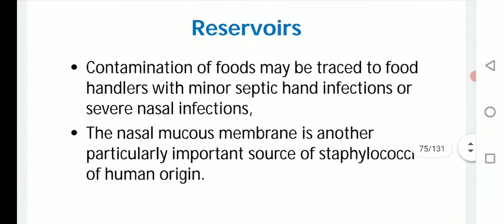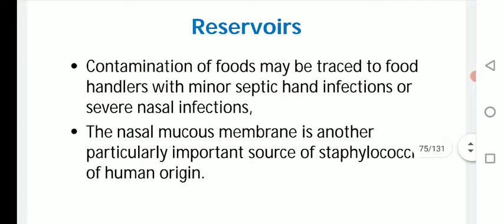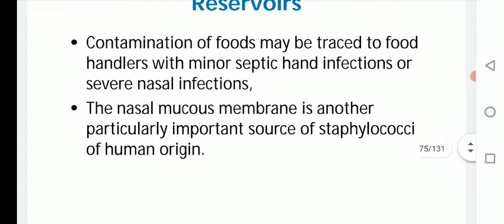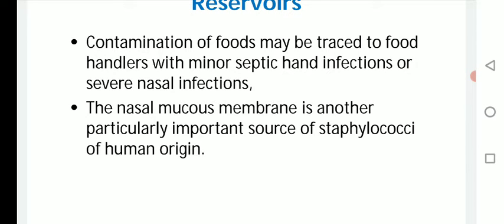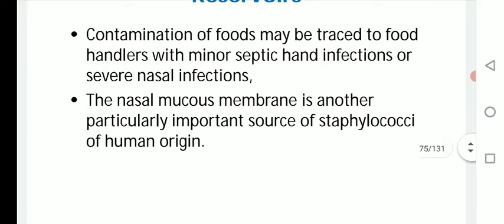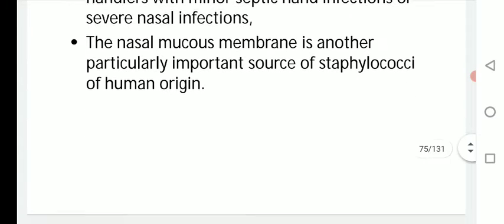Then, continuing with reservoirs, contamination of foods may be traced to food handlers with minor septic hand infections or severe nasal infections. The nasal mucous membrane is another particularly important source of staphylococci of human origin. So all these are reservoirs and sources of contamination. Staphylococci are normally present in your body as a part of normal body flora, and they may cause opportunistic infections and may contaminate through these different body parts.